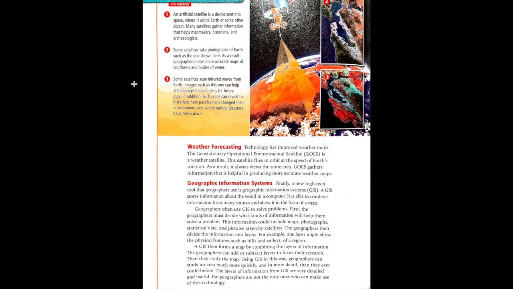First, the geographers must decide what kinds of information will help them solve a problem. This information could include maps, photographs, statistical data, and pictures taken by satellites. The geographers then divide the information into layers. For example, one layer might show the physical features, such as hills and valleys, of a region. A GIS then forms a map by combining the layers of information.